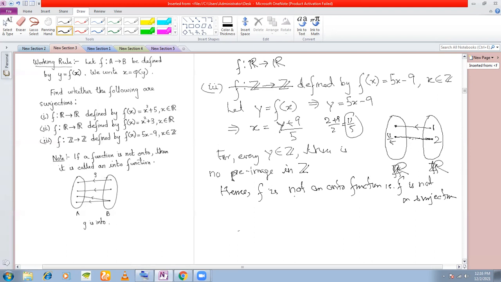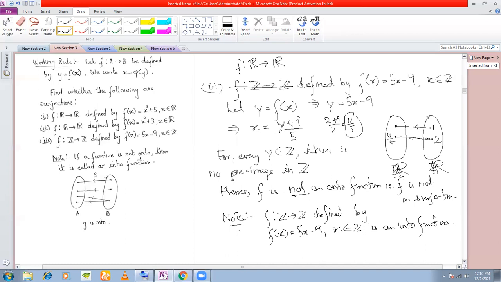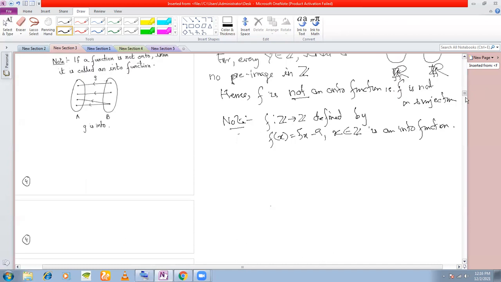So if you see here, f is not an onto function. So what can you say about f? f: Z to Z defined by f(x) = 5x - 9, x belongs to Z, is an into function, because since it is not an onto function, it has to be an into function. Okay. So that finishes your surjection part.